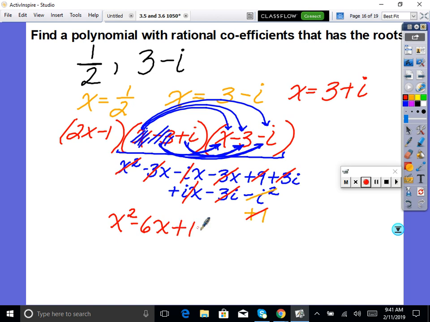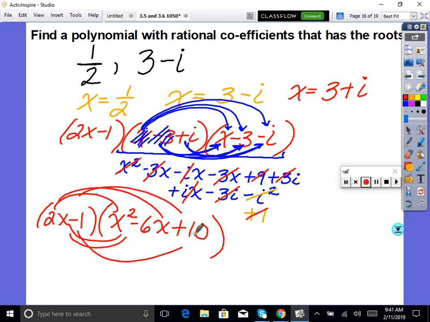Everybody listen. If you get to here and you still have i's, you have messed up. Absolutely every time. If you have i's, you've gone wrong. Start over. It will always come out to have all the i's cancel out. Everybody good with that? So then from here we have a 2x minus 1, and now we would distribute and combine like terms. But I don't think you need to see that part. Do you agree with me? Okay.